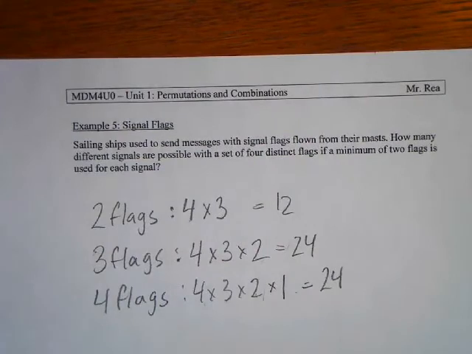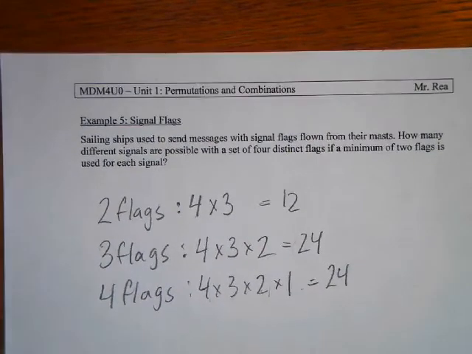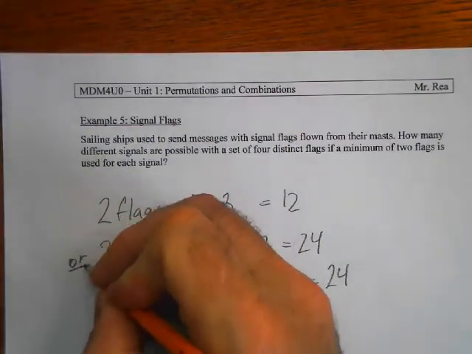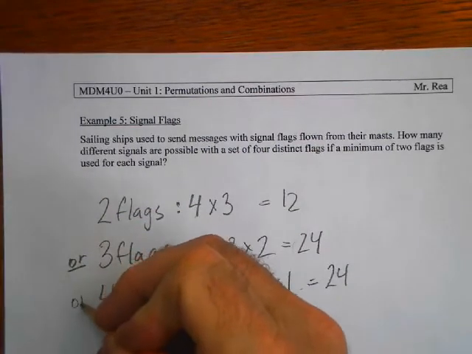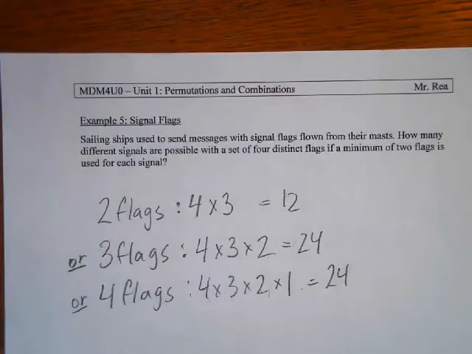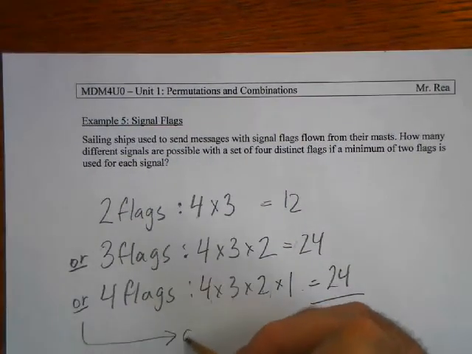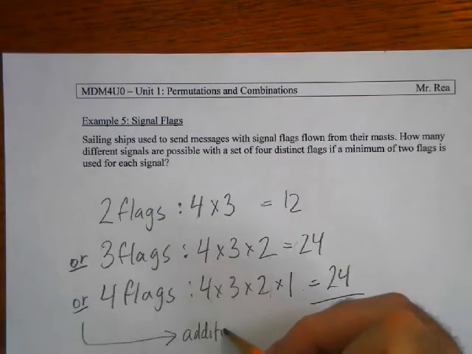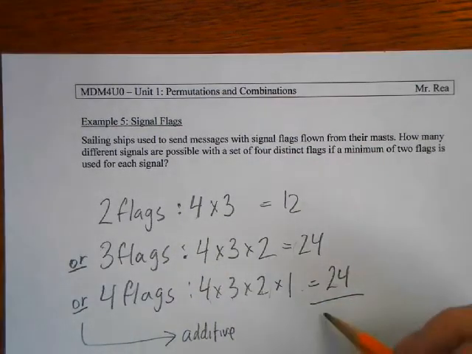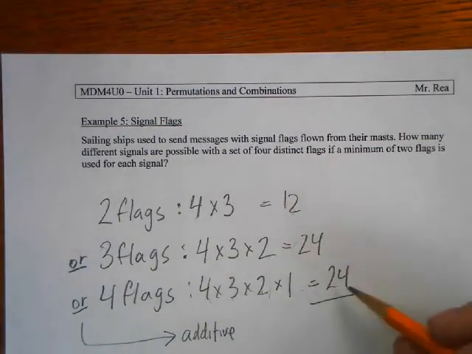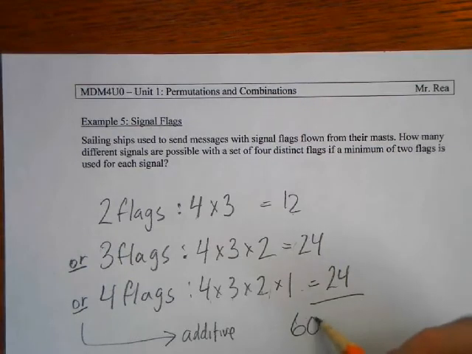Now, I mentioned earlier about using the word or, so it's 2 flags or 3 flags or 4 flags. So what that means is that we actually add these up. So this is additive property. So it's 12 plus 24 plus 24. That's going to be 60 different messages.